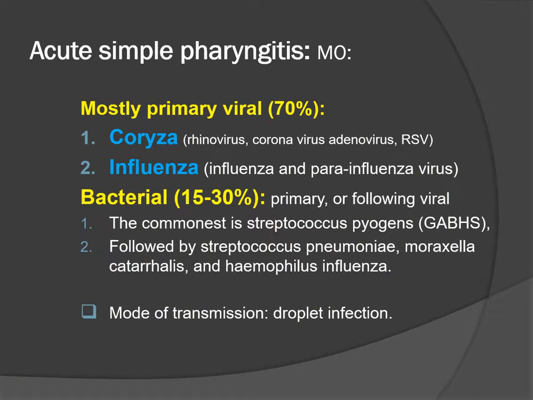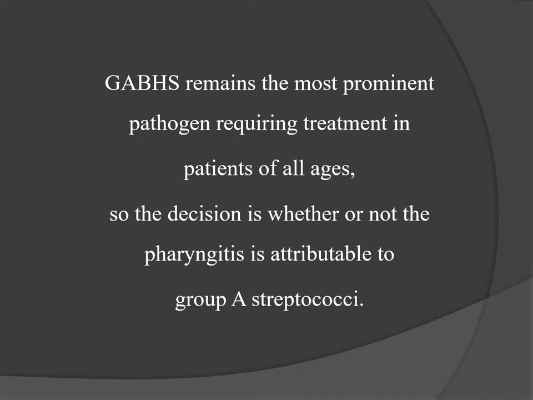An important slide: 70% of sore throat, 70% of pharyngitis, are viral. Only 15 to 30% are bacterial, and the most common bacteria is group A beta hemolytic streptococcus. This is a very important slide. In every case of pharyngitis, we have to diagnose whether it is streptococcal or non-streptococcal.